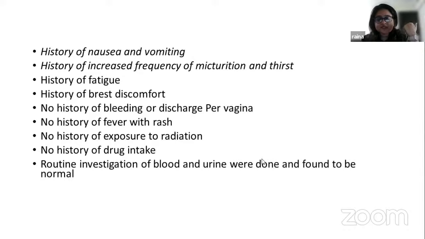And Yashaswini has said FPS and PPBS also. Yes, you are right. We don't do a PPBS, but we do either an FPS or an RPS or an HbA1c. Why do we do this? For diabetic women. So women who are pre-gestational, that is overt diabetic. We do not know. Maybe she's diabetic and this is the first time we're getting an opportunity to test her. So we're looking for overt diabetes or pre-gestational diabetes.